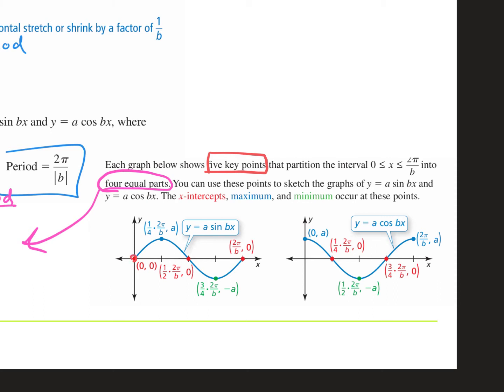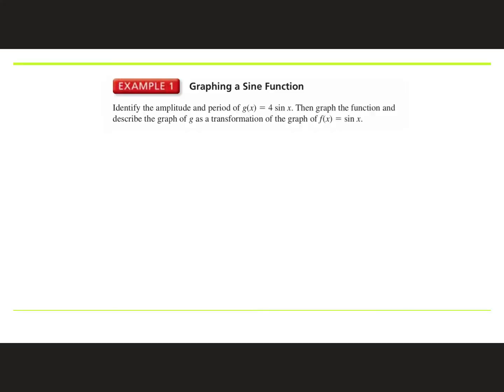Remember, our sine graph always starts at 0, and our cosine graph always starts at our amplitude. So those are the two differences. And then we never go past what our amplitude is. We're always just oscillating in between our amplitude, so we just stay within those boundaries. We're never going to go above that amplitude, we're never going to go below it.